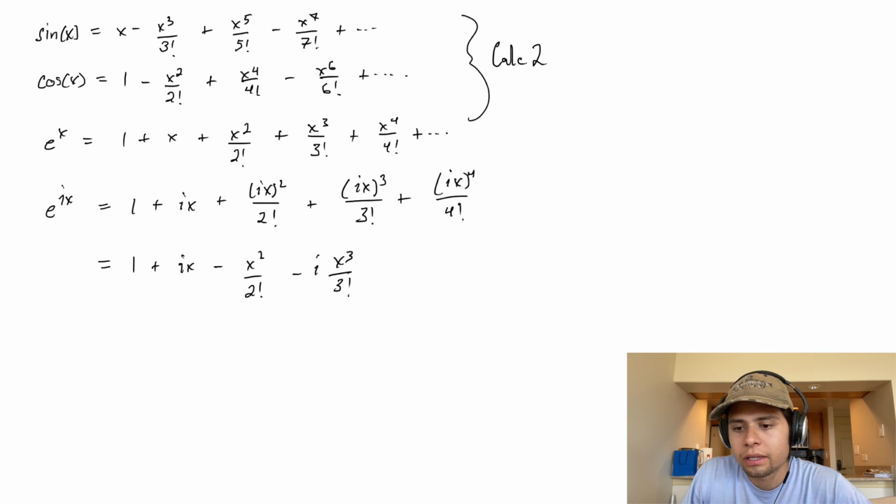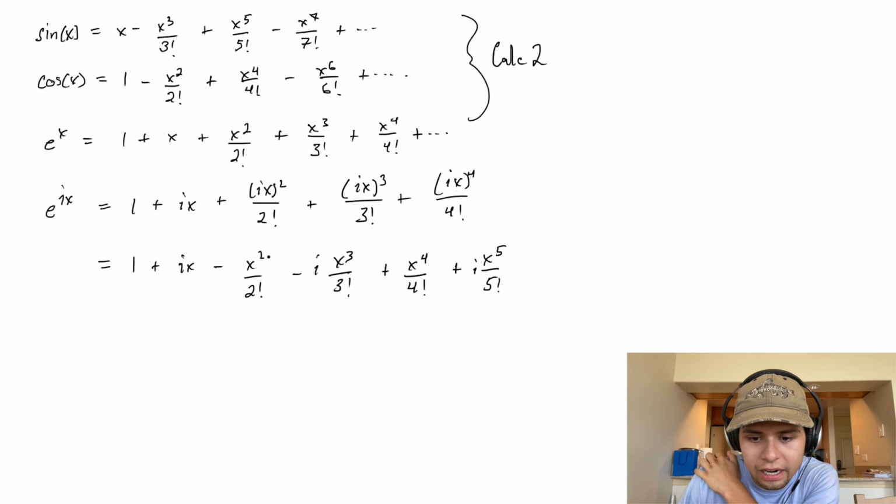Okay. And then so i times i is -1, and i times i is -1, so -1 times -1 is going to be +1. That's x to the 4th, and that's going to be 4 factorial. And then I'll do it again to the 5th. So i times i is -1, i times i is -1, so that's positive. And then we get a positive i by multiplying that by another i. So we get positive i x to the 5th over 5 factorial, like that.